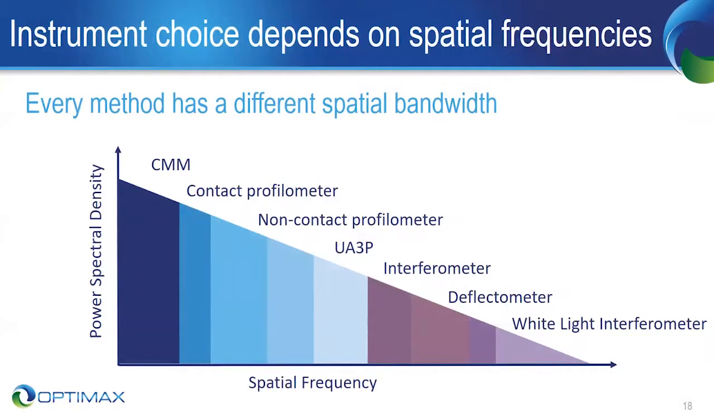So this is a very simplified PSD plot, showing power spectral density as a function of spatial frequency, very qualitatively put here, showing coordinate measuring machines, profilometers, non-contact profilometers, UA3P, which is a high precision profilometer, interferometry, deflectometry, and white light interferometry. Not all-inclusive, but showing the spectrum of different methods to be able to analyze these. And the reason they're overlapping in a lot of ways is that sometimes, depending on the spatial frequency of interest, you may want to use more than one instrument.